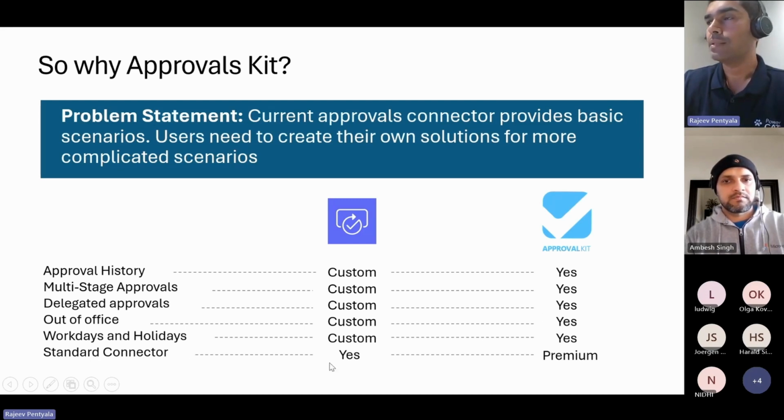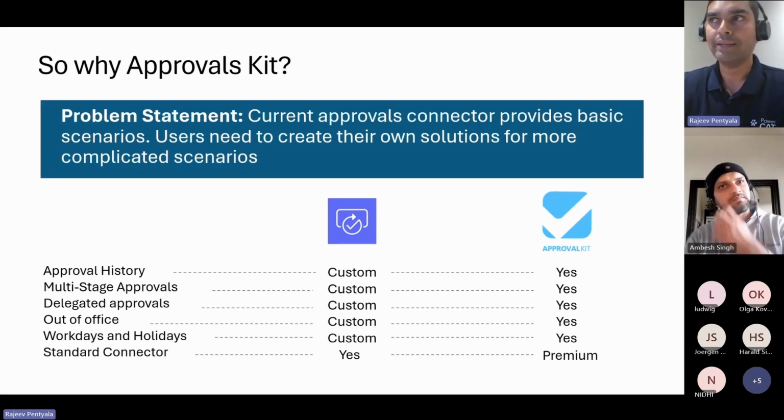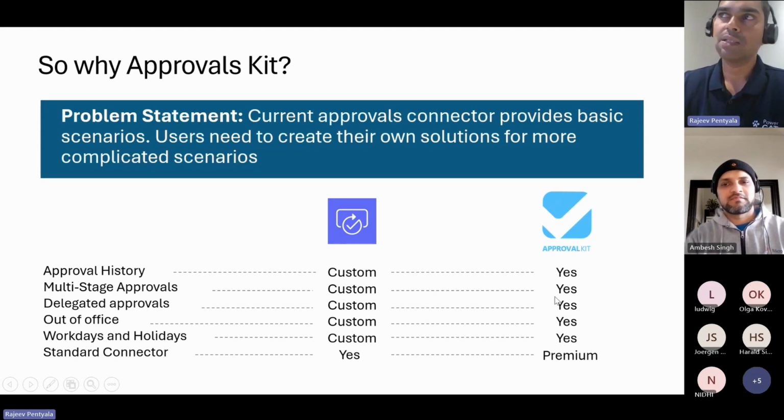For now, I'm just touching upon the licensing. Because the approval kit uses Dataverse tables and everything, it requires the premium license. Those are the two important factors to be considered. If you don't have premium licenses bought in your tenant yet, you would want to go with the standard connector. But if you already have premium licenses, then you might want to consider this approval kit. The rest of the things I'll come back to on this slide, as I mentioned.